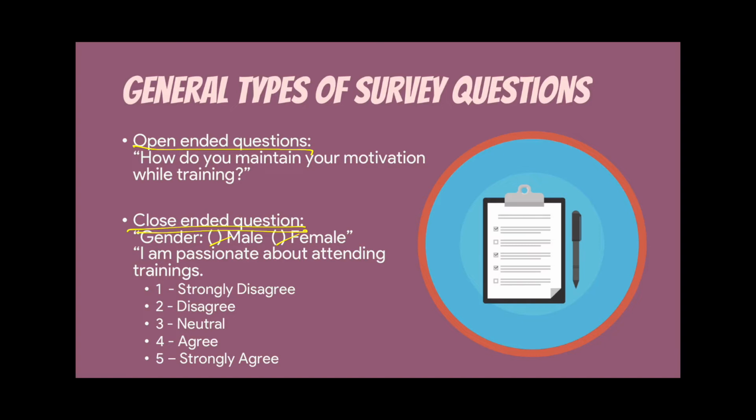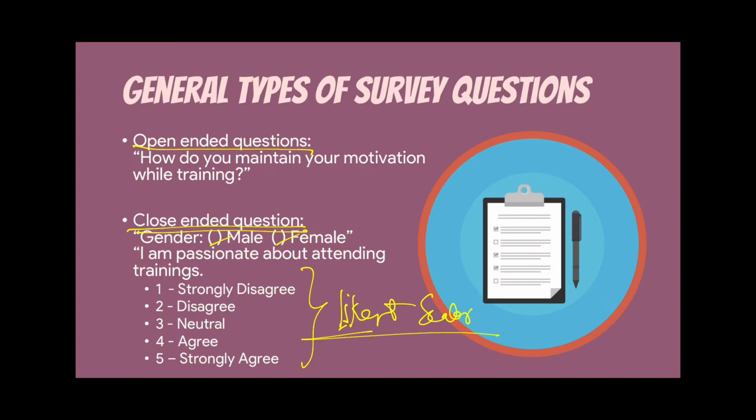Or, for example, when it's more of a social construct, like training motivation. So, "I am passionate about attending trainings," and then they just choose 1, strongly disagree; 2, disagree; 3, neutral; 4, agree; 5, strongly agree. This is an example of a Likert scale, and we'll discuss this in a while because Likert scales are kind of the lifeblood of social research.